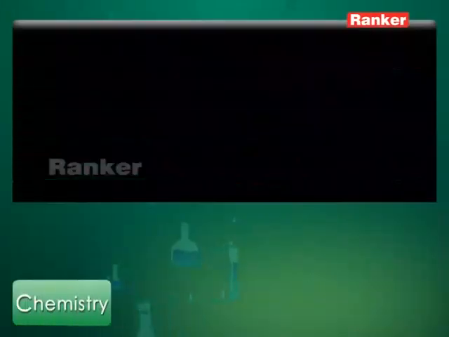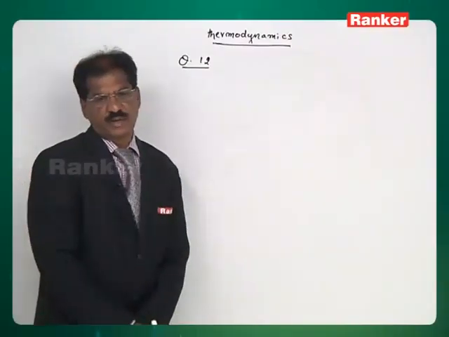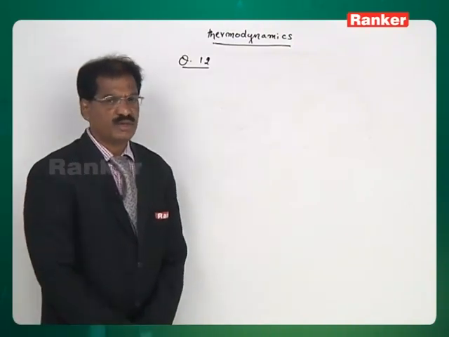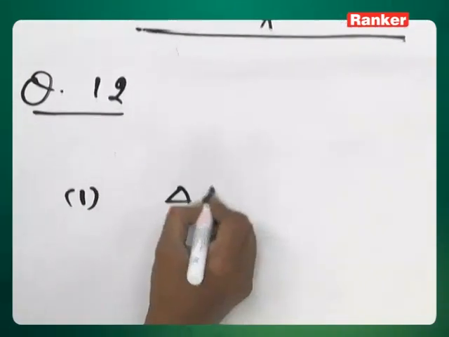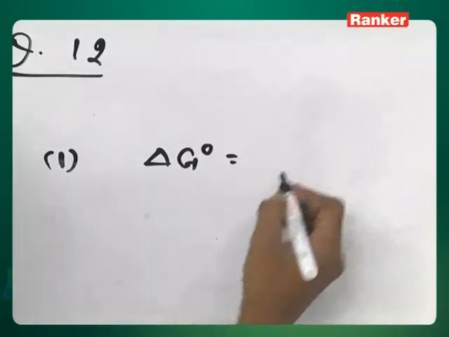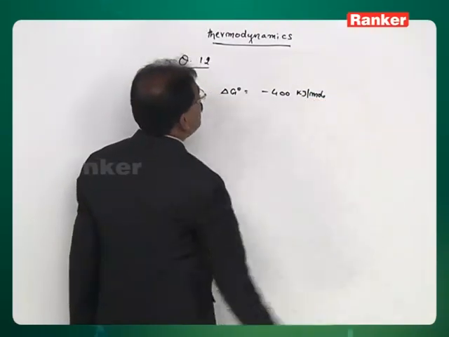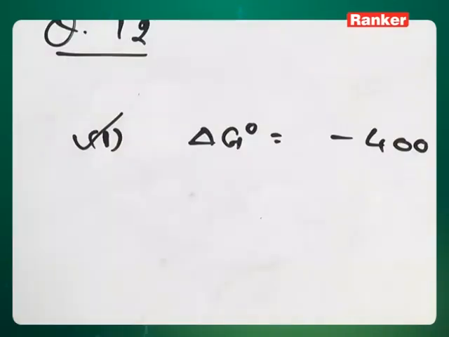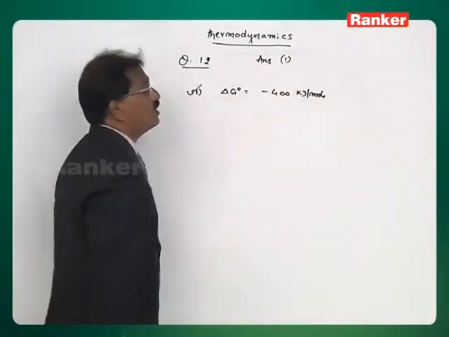Next, question number 12. At 300 Kelvin, the reactions which have the following values of thermodynamic parameters occur spontaneously. They are given the thermodynamic parameters. Based on the thermodynamic parameters, we have to decide which parameter is suitable for spontaneity. In the first option, they have given that the free energy change at standard conditions is minus 400 kilojoules per mole. So, whenever for any reaction the free energy change is negative, the reaction is always spontaneous. Therefore, the answer must be 1.